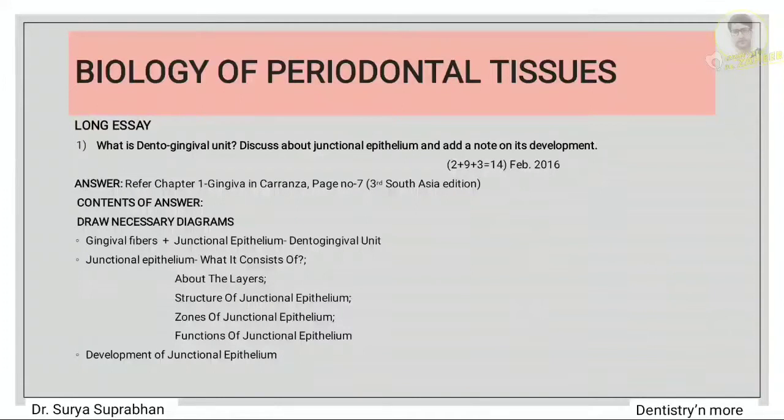Then coming to the functions of junction epithelium. So functions, there are 3 main functions that is written in Carranza, and all the 3 should be mentioned. It is very important. Now coming to the development of junction epithelium, the answer for this question comes under the heading development of gingival sulcus, which is also given in chapter 1 gingiva. Okay, so in short I will just try to explain the development of junction epithelium. It is nothing but the confluence of oral epithelium and reduced enamel epithelium during the tooth eruption.